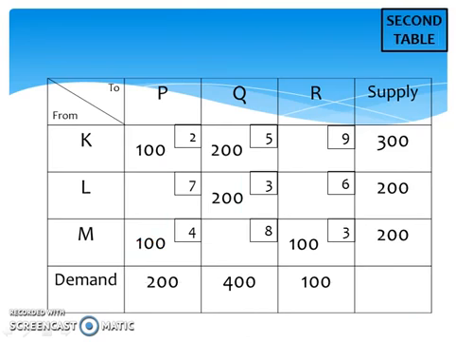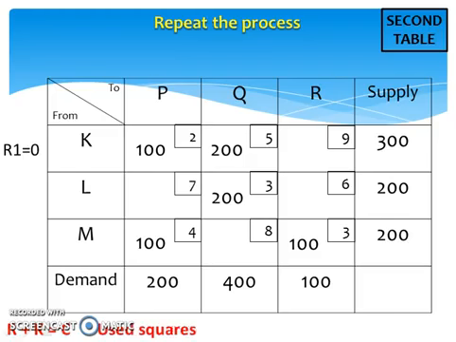Now that we are at a new table, we need to repeat the whole process all over again, beginning from setting R1 equal to 0 and calculating all R's and K's. Remember that to calculate R and K, we need to use the formula R plus K equals C, which is only applied to U squares. So these are all R's and K's that we got at the second table.